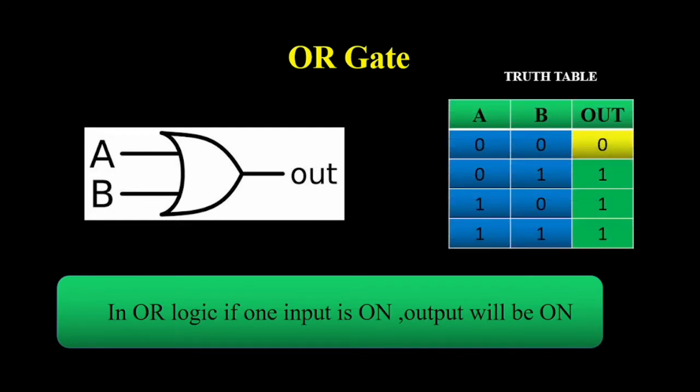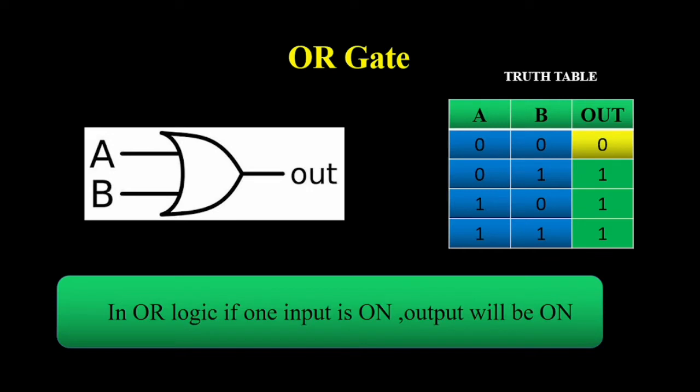Consider we have A and B as inputs and it will have an output. If the inputs are 0 and 0, the output will be 0. Or if the inputs are 0 and 1, the output will be 1. Or if the inputs are 1 and 0, the output will be 1. Or if the inputs are 1 and 1, the output will be 1.